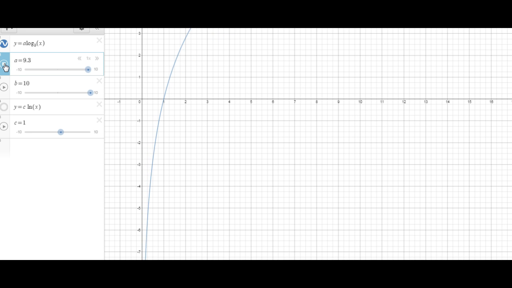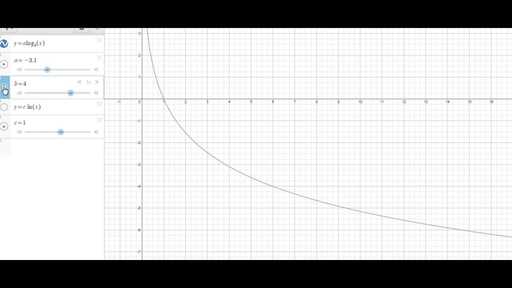So what can we say about the x-intercept? It's equal to 1. Okay, is anything changing that? Okay, let's pause that. Let's play the b value. Has the x-intercept changed? No. What happens when b is negative? It disappears, right? Oh, right. We can't have a base that's negative.